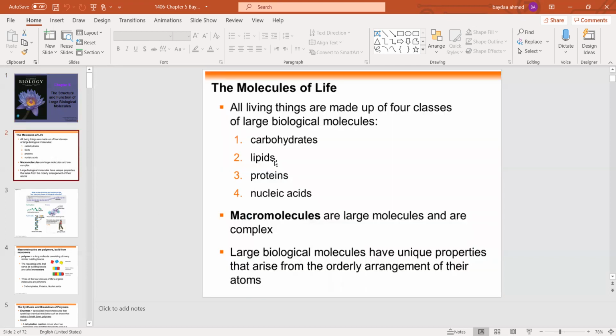The molecules of life: all living things are made up of four classes of large biological molecules: carbohydrates, lipids, protein, nucleic acid. And I will cover carbohydrates and lipids in this lecture. So, macromolecules are large molecules and are complex. Large molecules have unique properties that arise from the orderly arrangement of their atoms.